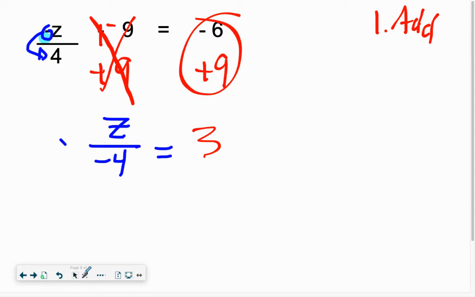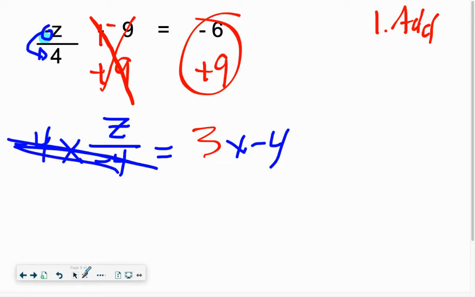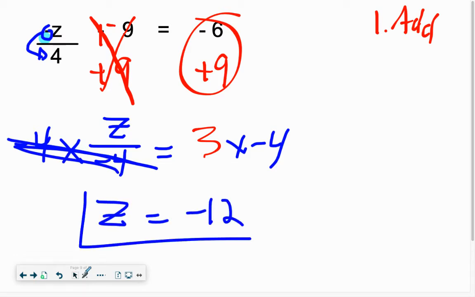Since we're dividing by a negative 4, we're going to multiply both sides by a negative 4 because we talked about how those cancel. You're left with z on the left side equals a negative 12.